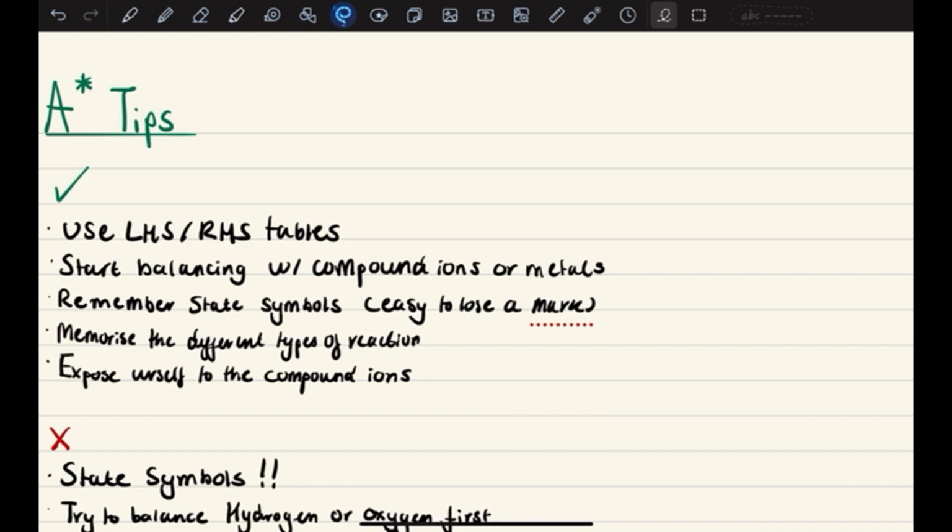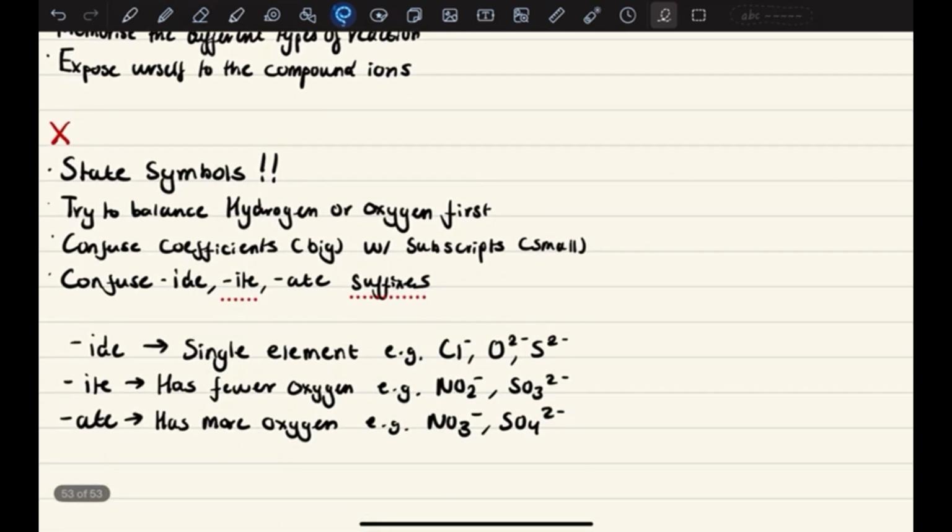State symbols, so easy to forget. And I've really tried to hammer this in this lesson. It is so easy to forget state symbols, and they are an easy mark to just add on to these questions. So make sure to remember them. Different types of reactions and the compound ions: I would say as you continue in chemistry, you're going to just be able to recognize that, like, salt plus base plus acid is going to be salt plus water. You will get more used to it. It might seem a bit daunting now, but it will be fine by the end of the course. So I'd just say make sure you're doing these questions or exposing yourself to them, and you will find it a bit more familiar.